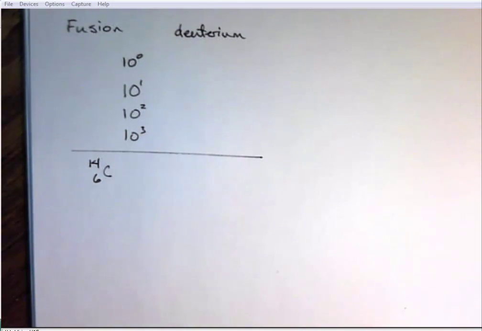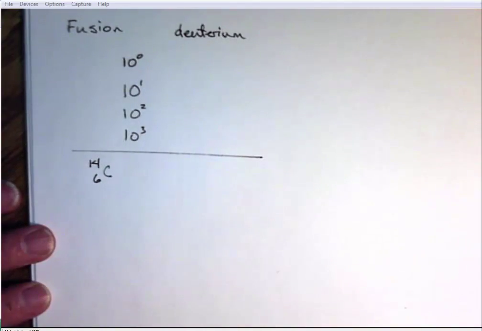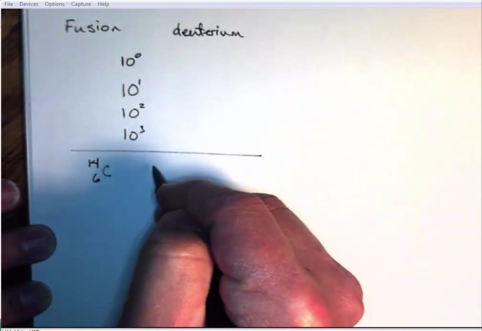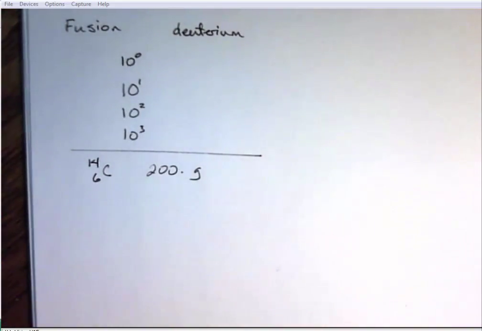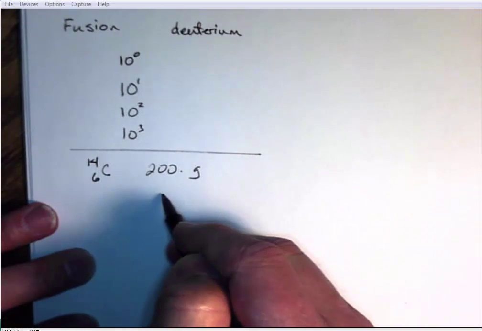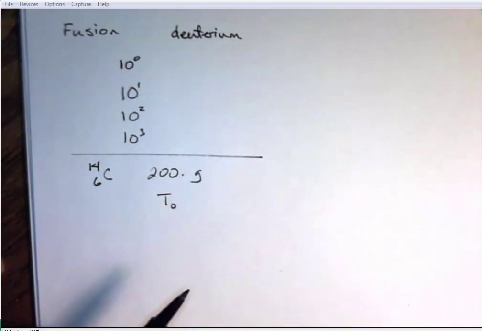Let's say we're going to start out with a sample that's 200 grams of carbon-14, okay? And we're going to call this time 0 at the beginning of our counting, okay?